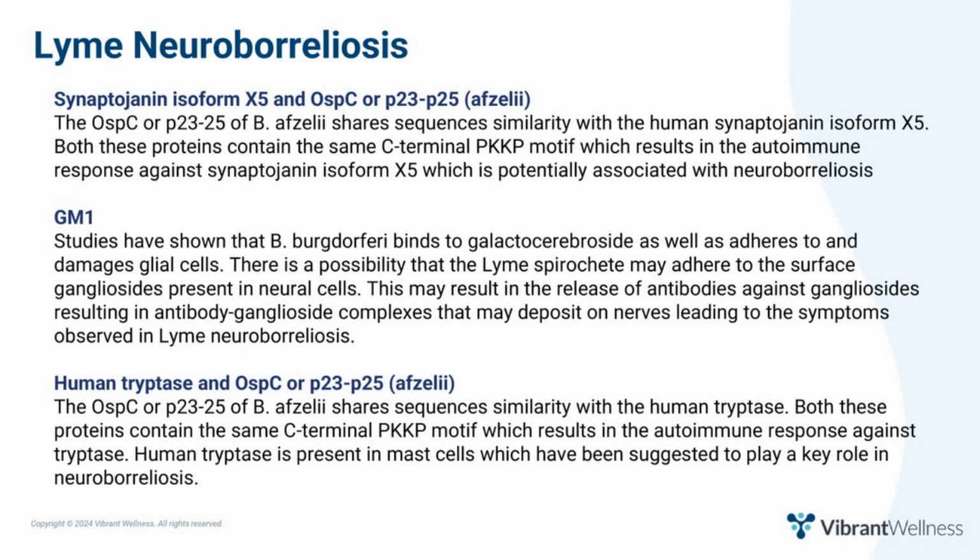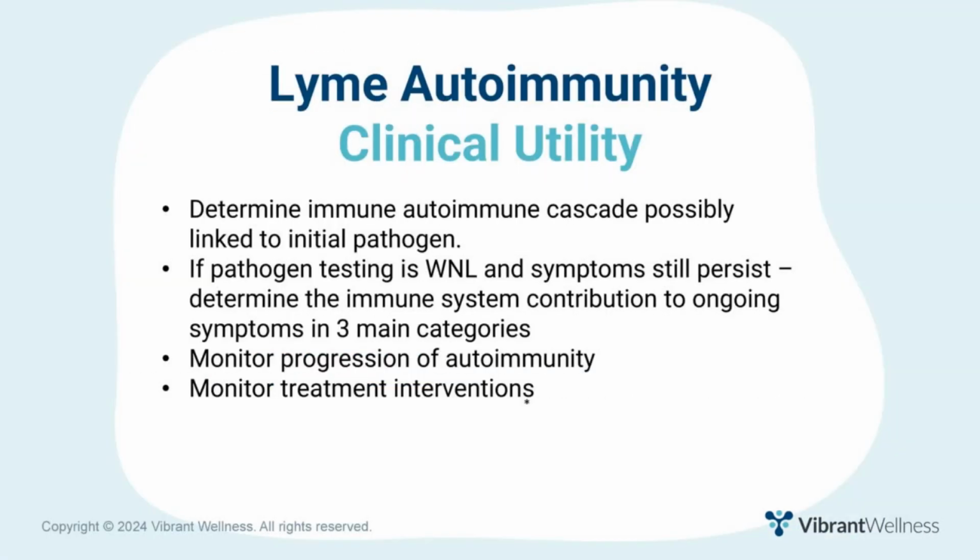And then we also have another marker that has association with the 23-25 on Afzelii. Afzelii, whenever we would see it, we would tend to see patients, when they had IgMs and IgGs with Afzelii, that they tended to have higher amounts of neurological involvement. And now we know why, because of this autoimmune response that's happening to these self autoantigens.